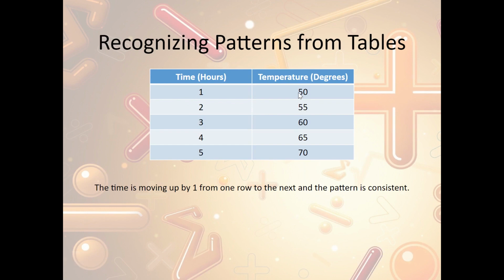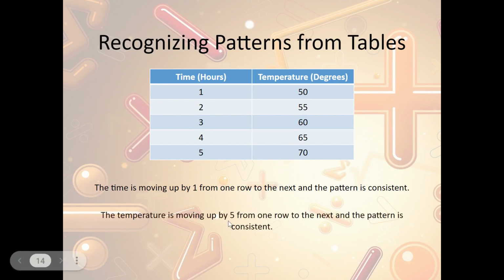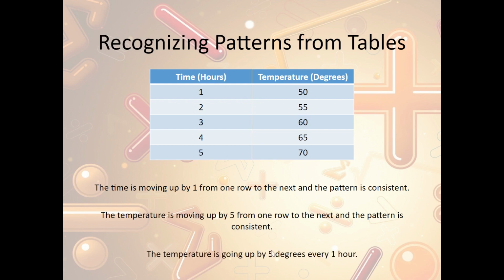Next, let's look at the temperature. Is there any kind of pattern here? From here to here, we're adding 5, and then adding 5, adding 5, and adding 5. So therefore, the temperature is moving up by 5 from one row to the next, and the pattern is also consistent. So the temperature is going up by 5 degrees every 1 hour. That's what we can say based on the pattern we see from the table.